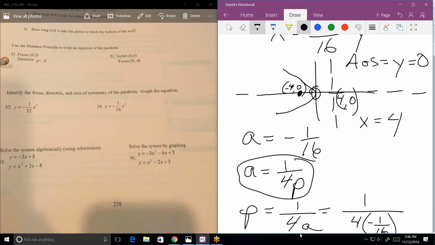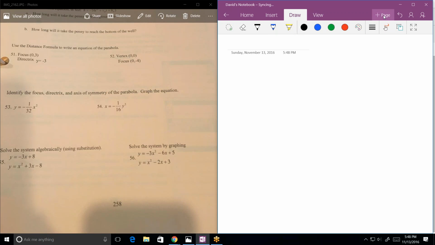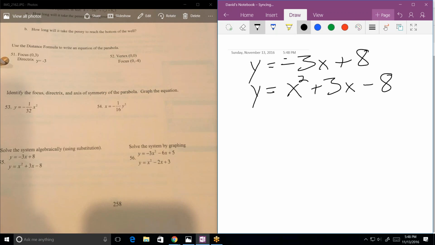Okay. All right. Cool. Let's see if we can get these last two in. If I have this, and I want to solve by substitution, what's the next thing that I'm going to write? We set them equal to each other. I'm going to leave this on the left because I'm more comfortable having my quadratics on the left.